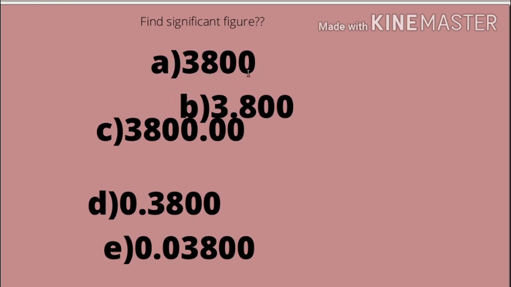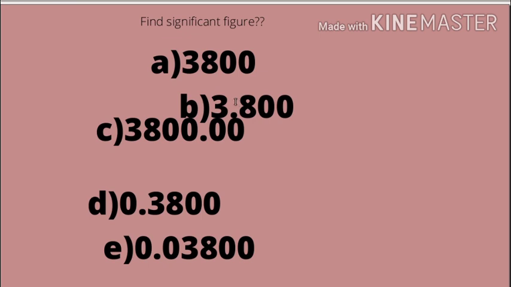I am taking a number 3800. Since 38 are the significant digits, but 0 is not significant, so the significant figures are how much? Only 2. Understand? Now what about 3.800? For this, if you are thinking it will also have 2 significant figures, then you are wrong.